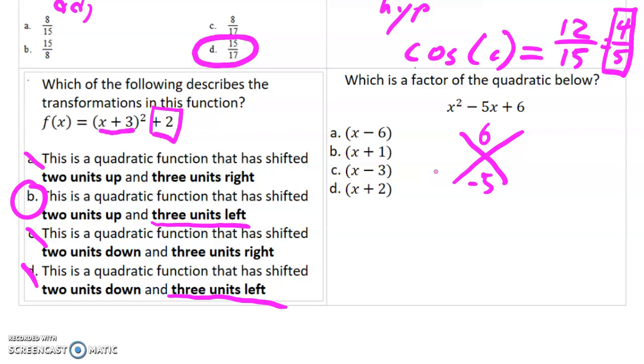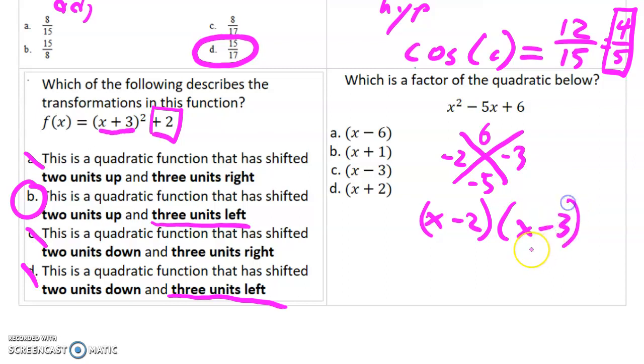Well, what 2 numbers would do that? Since the top is a positive number and the bottom is negative, I'm thinking these 2 numbers are going to have to both be negative. That's the only way to make that happen. So when I think what 2 negative numbers multiply to positive 6 and add to negative 5, I come up with negative 2, negative 3. That tells me I could rewrite the top expression as x minus 2 times x minus 3. And it looks like in that case, our answer is C.